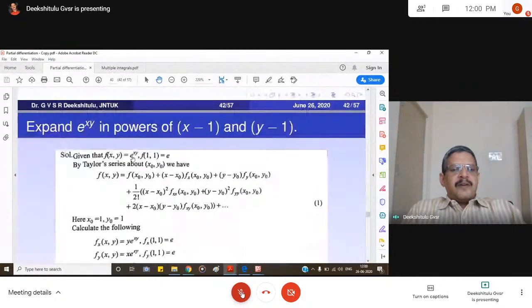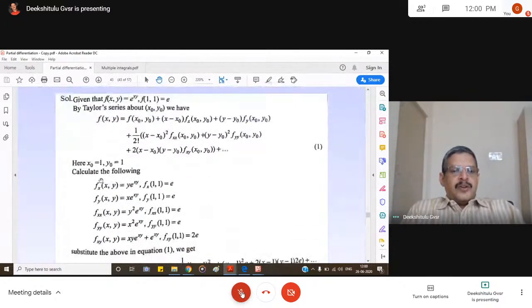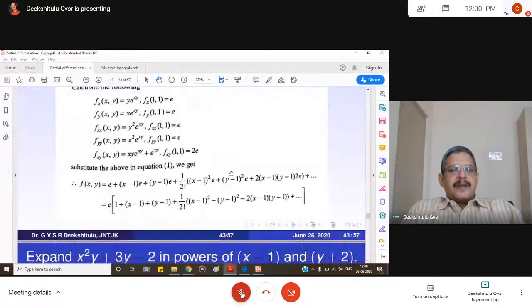Given f of x, y is equal to e power xy, a Taylor series, we get f of x naught, y naught plus x minus x naught, f of x, so on and so forth. This is Taylor series expansion because we need the expansion about 1 and 1. So dou f by dou x, dou f by dou y, dou square f by dou x square, dou square f by dou y square, so on and so forth. You find all these different partial derivatives. Substitute this point 1 comma 1, you get these things. Then you get this thing.